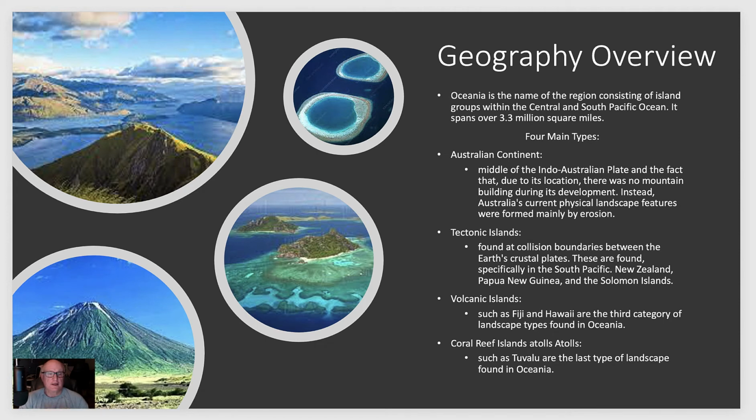Then we have volcanic islands, such as Fiji and Hawaii, that are the third category of landscapes found in Oceania, and they have some of the tallest mountains on the planet, if we count the mountains going to the bottom of the seafloor. And then coral reef islands are known as atolls, such as Tuvalu, and they're the last type of landscape found in Oceania. They are created by coral reefs that build up over time and then break the surface of the water.